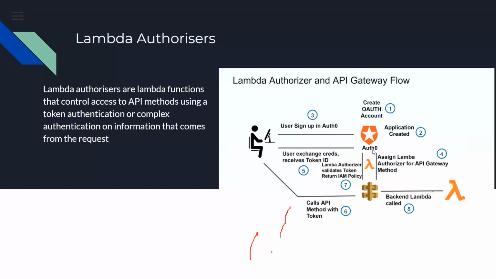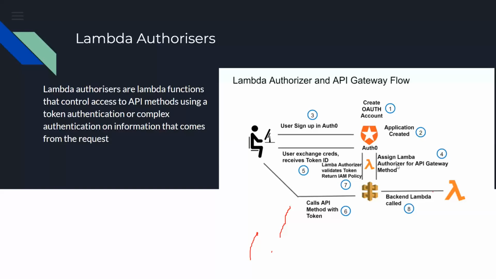But in Lambda, we can use an external means of identification, an external identity provider. So in this case, you see, we use Auth0. You can create an Auth0 account. Then after the account is created, the user will sign in to Auth0. Then after the user signs in to Auth0, we use a Lambda authorizer for the API Gateway method. This is where we insert the Lambda.